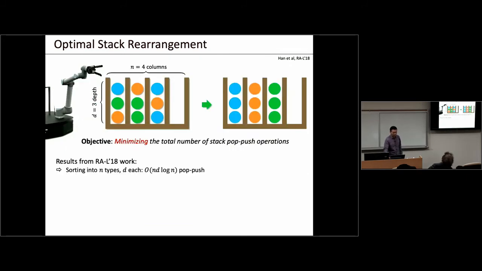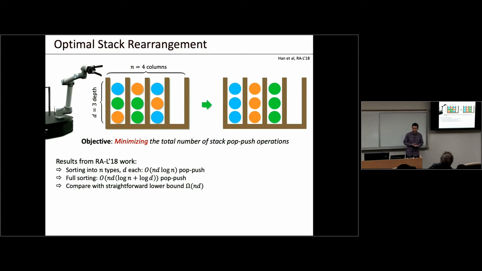So for this problem, we show that if you only want to do this kind of sorting of types, you can do this in O(nD log n) push-pops. Here, D is the depth, n is the number of columns. And if you want to do so-called full sorting, that is, instead of having only colors, we further give labels 1, 2, 3, 4, 5, 6, 7, 8, 9, right? That's a little bit more complex. We can do this in O(nD log n + log D) push-pops. The lower bound here is Omega(nD), which can be easily established.